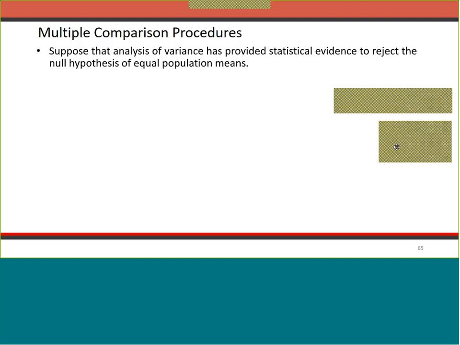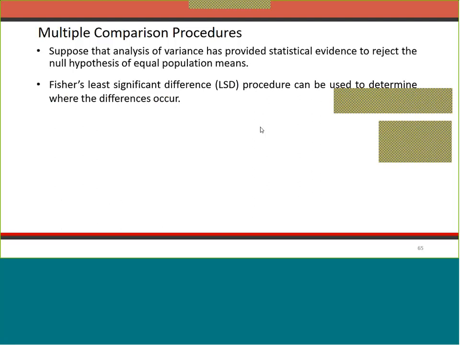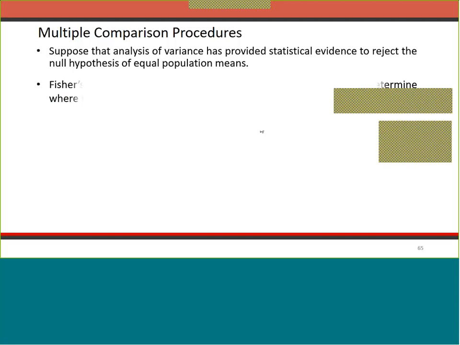Suppose that analysis of variance has provided statistical evidence to reject the null hypothesis of equal population means. Like, suppose analysis of variance told that all population means are not equal. Then Fisher's least significant difference, LSD, procedure can be used to determine where the differences occur. So in Fisher's LSD procedure, we can say which mean is differing more significantly than the other, like what we did in the previous classes.